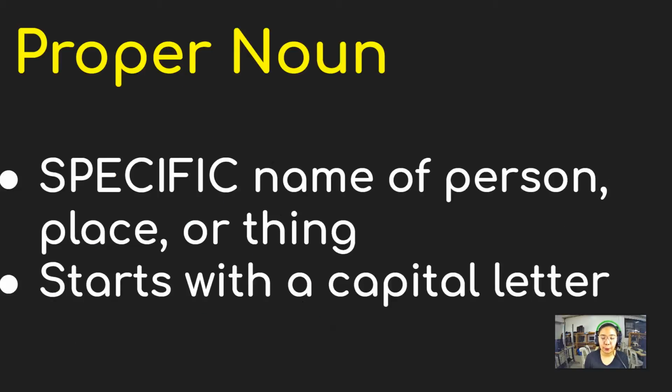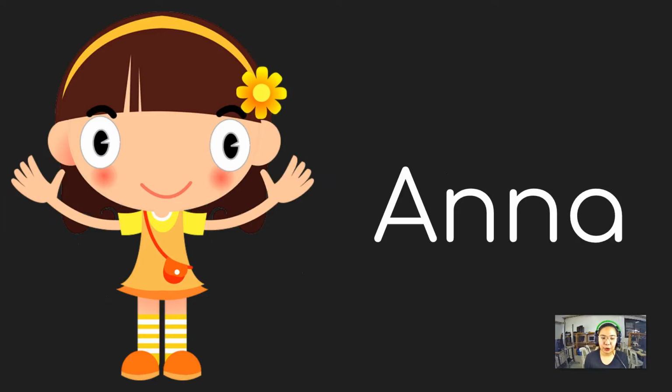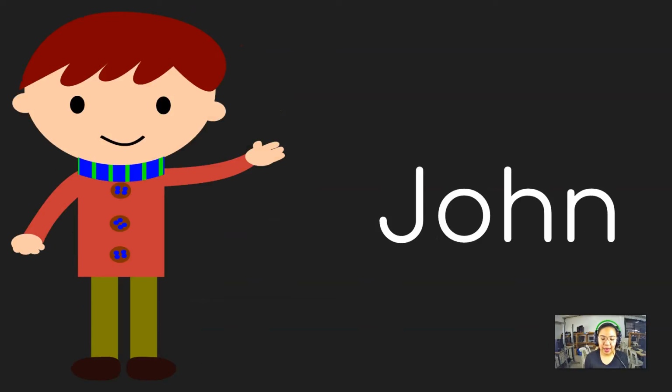Now let us go to proper noun. So when we say proper noun, this is a specific name of a noun. Specific, so this must start with a capital or big letter. For the examples, I'm going to use the pictures I've shown you earlier, but this time I'm going to give them their specific names. Earlier, this one is called a girl, but since we're giving her a specific name, we are going to name her Anna. And for the boy, I'm going to use the name John.